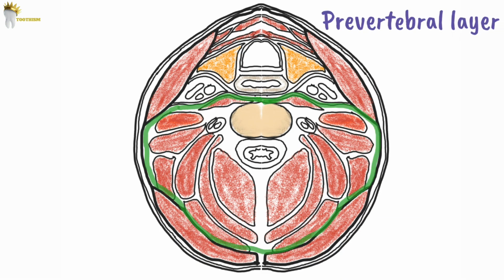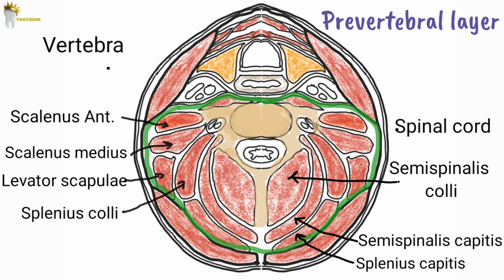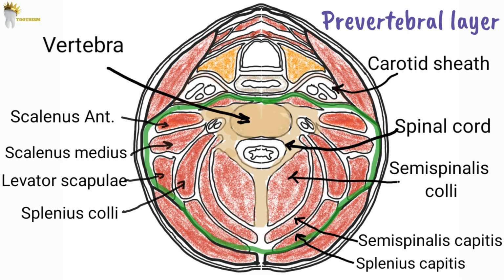The prevertebral layer surrounds the vertebral column and the surrounding muscles, scalene muscles, prevertebral muscles and the deep muscles of the back. Another important structure here is the carotid sheath.